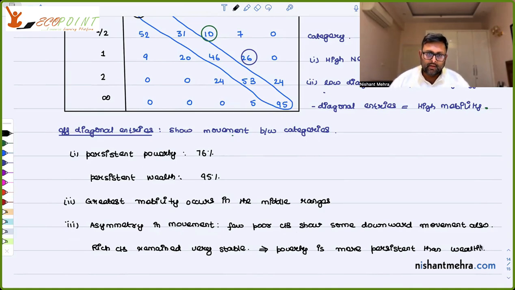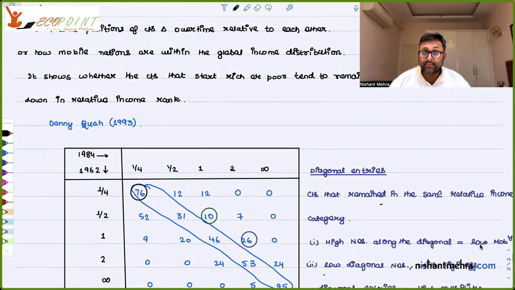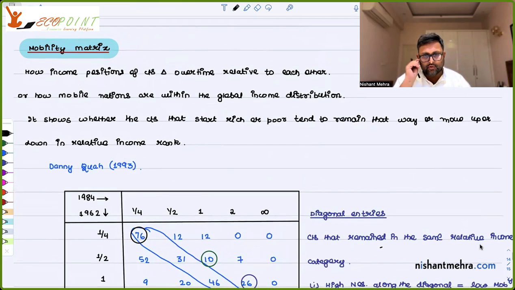Right? Okay. Right. Please make proper notes. I've taken this from Debraj Ray, chapter 2. You can write it somewhere.